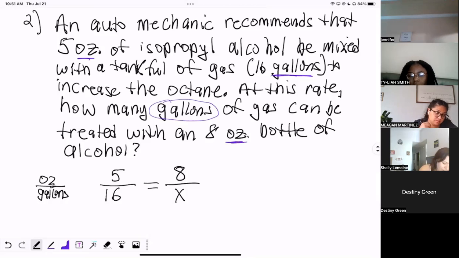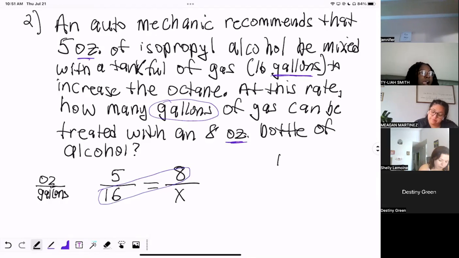And then we just cross multiply. So my ounces are on top and my gallons on the bottom. So we're going to cross multiply. Notice you can't do the shortcut in this one either, because you can't multiply 5 by something to get 8. So the only way to do this one is cross multiply.